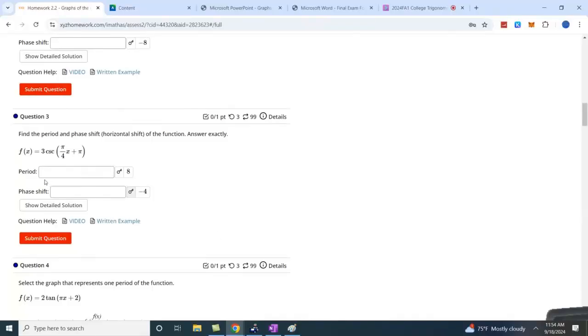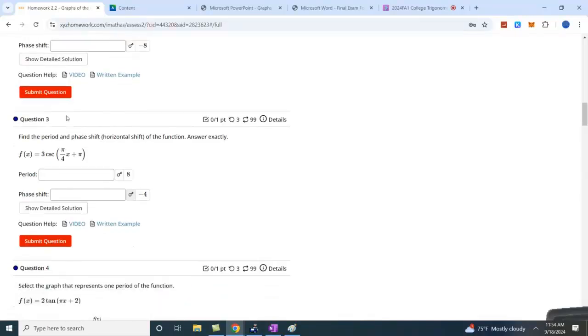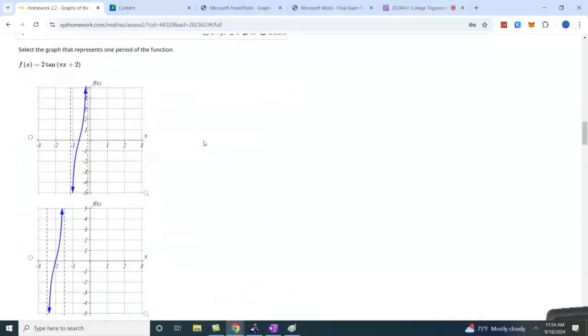So I believe there was only two problems where they asked you for the period and the phase shift. Just keep in mind for the tangent and the cotangent, the formula for the period is pi over b. All right, now the rest of the problems, you mainly put it in your calculator and match the calculator to the answer choices. All right.